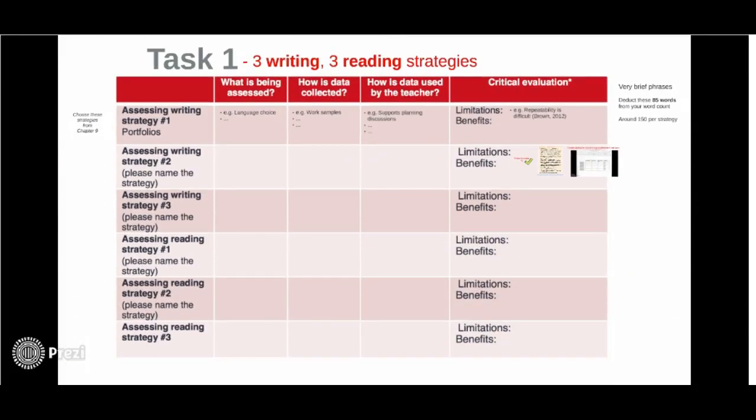When you're ready to start this task, you'll go to the Assignments tab and download the template. In that template you'll find this table, which obviously is very similar to Week 4, except with the addition of a critical evaluation column. The next job is to look at choosing 3 strategies which assess writing and 3 strategies which assess reading. And you'll start to add them to these columns.